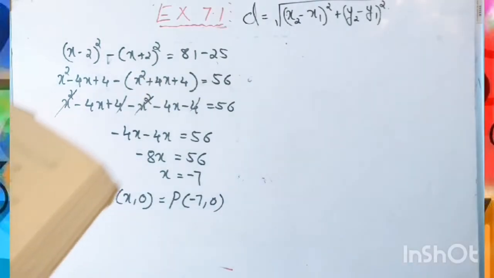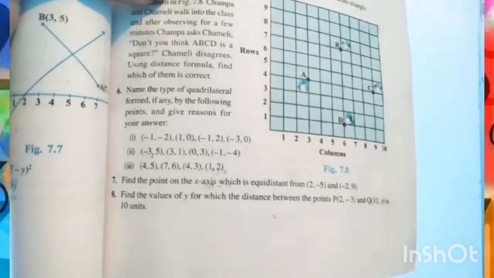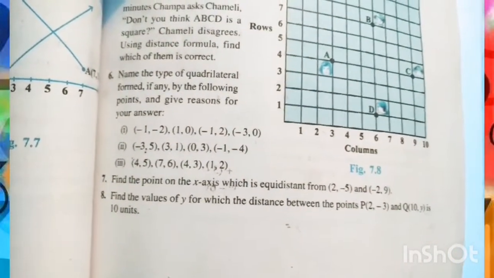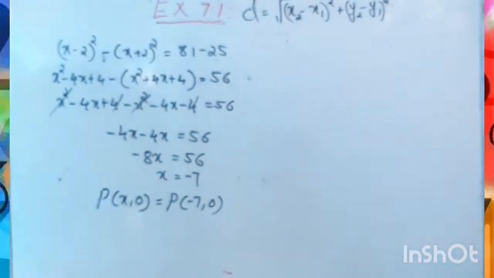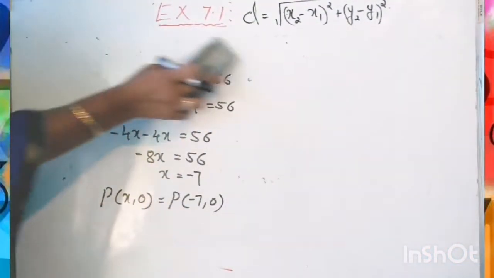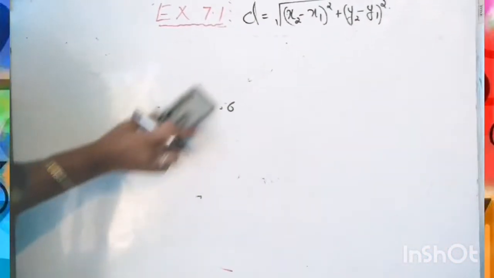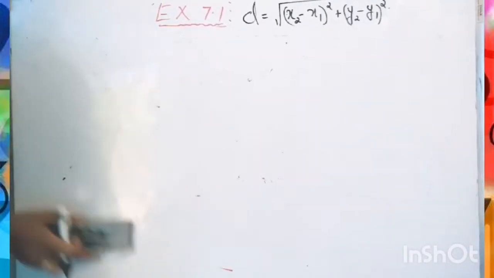Now we are going to do the 8th question. Find the values of y for which the distance between the points P of ordered pair 2, -3 and Q of 10, y is 10 units. That means the distance between the points is given. We need to find out the missing coordinate.